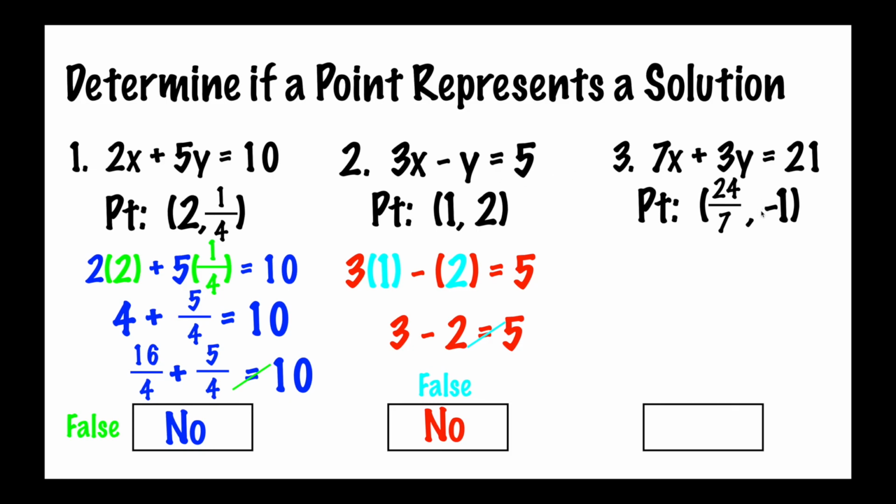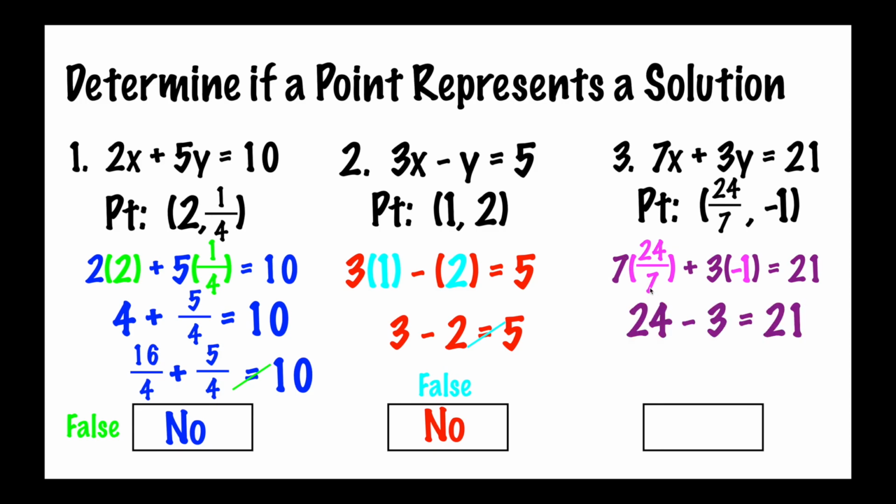For our final one, again, we're going to plug in these values here. So I end up with 7 times 24/7 plus 3 times -1 for y is equal to 21. Now, don't be intimidated by this step right here. When we're multiplying 7 times 24/7, what ends up happening here is that this 7 is considered the numerator, and this is the denominator. So they're going to cancel. That means I'm just left with 24.